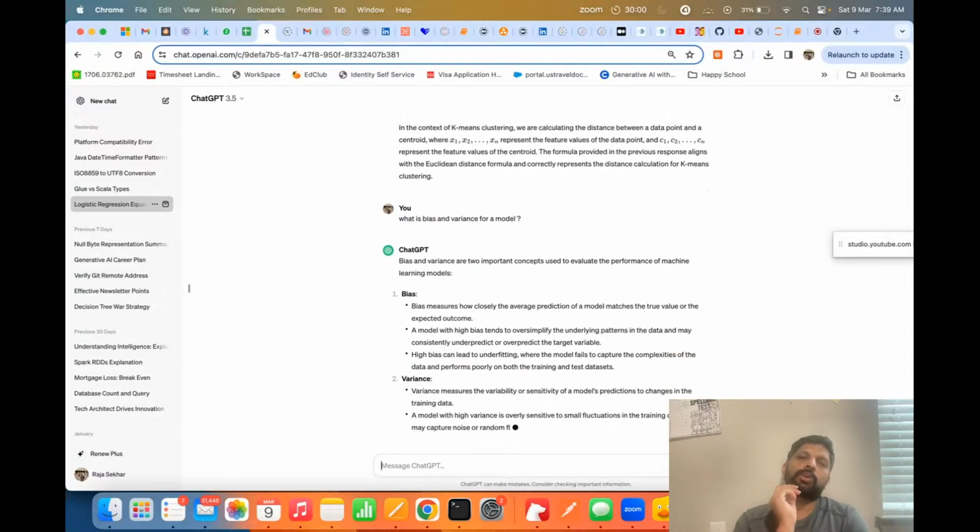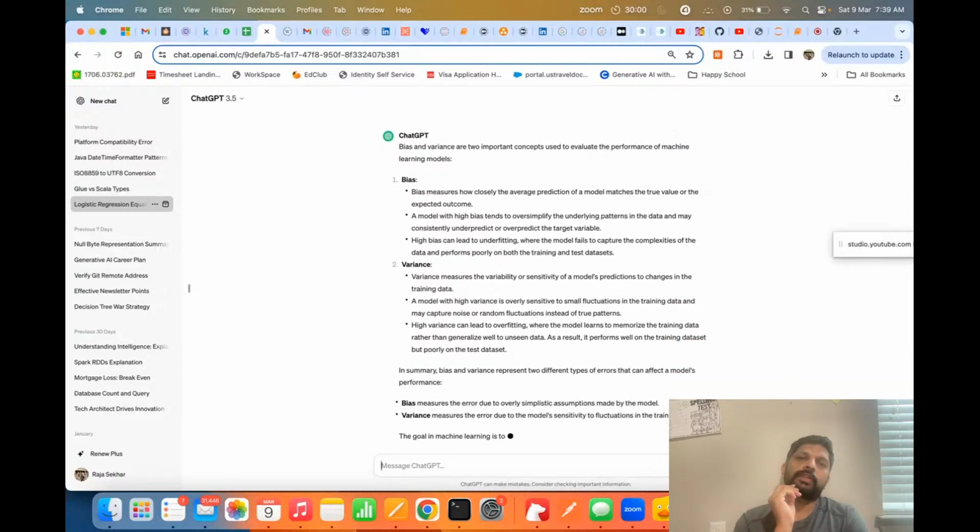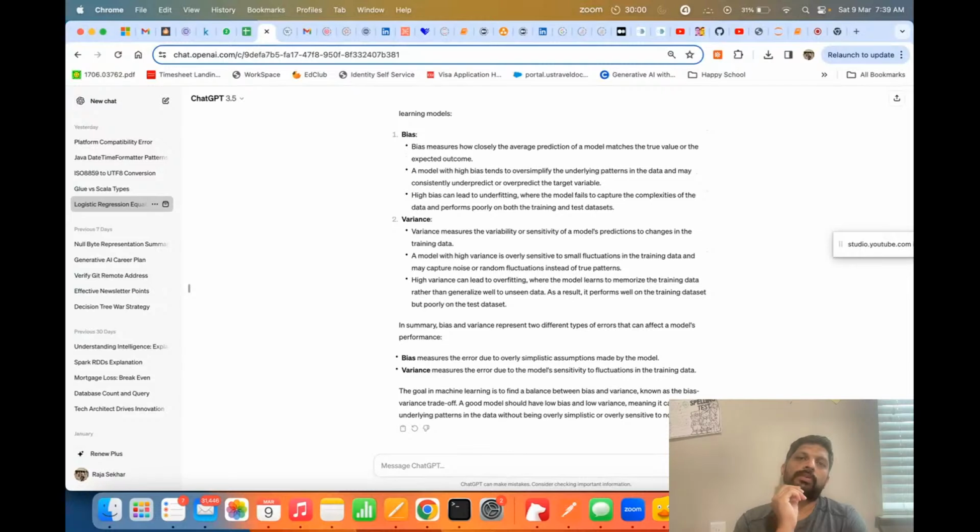Bias and variance are two important concepts used to evaluate the performance of machine learning models. Bias measures how closely the average prediction of a model matches the true value. A model with high bias tends to oversimplify the underlying pattern and performs poorly on the target variables. High bias can lead to underfitting, where the model fails to capture the complexities of the data and performs poorly on both training and test datasets.